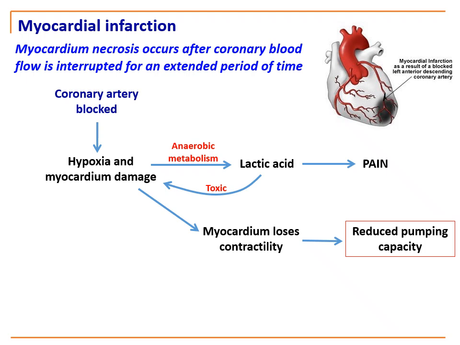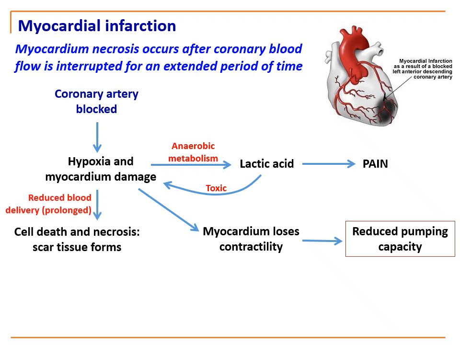And of course, your sympathetic nervous system will kick in to say, hey, I'm not pumping enough blood, what can I do about this? And so it'll try to make the heart work harder. So it'll try to increase contractility and increase its rate. But of course, it's not getting enough oxygen. So it's this whole vicious cycle of not really being able to recover. If that blood delivery is reduced for a prolonged period of time, that's when you start to get cell death and necrosis. And over time, you start to get scar tissue forming.